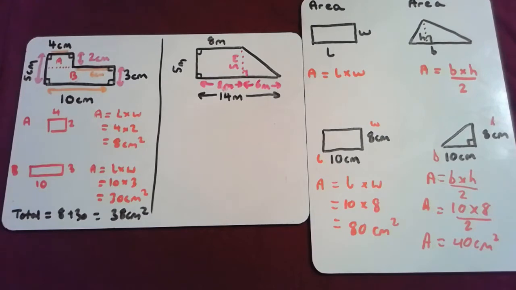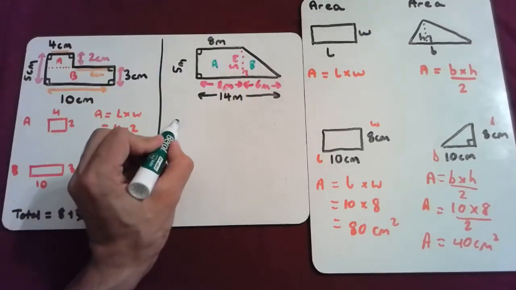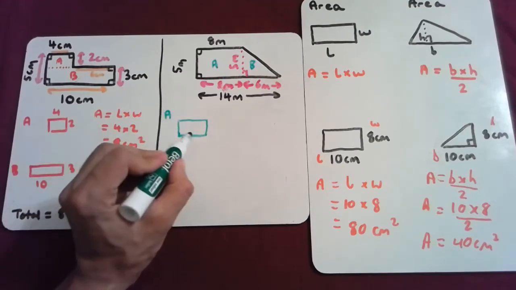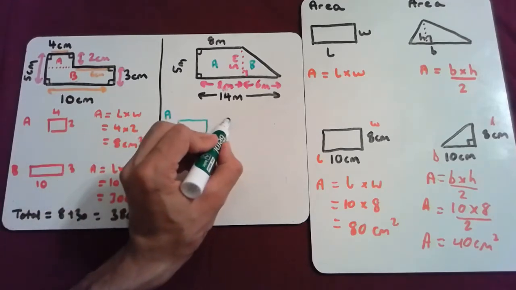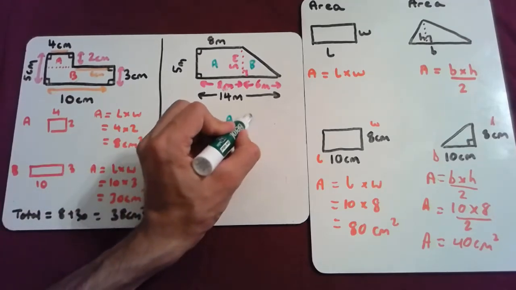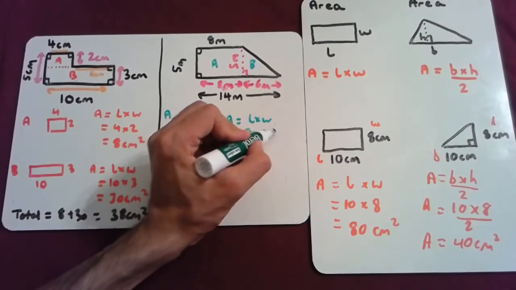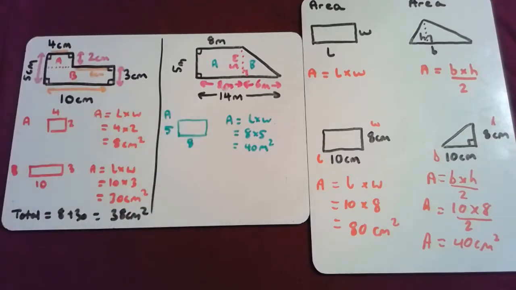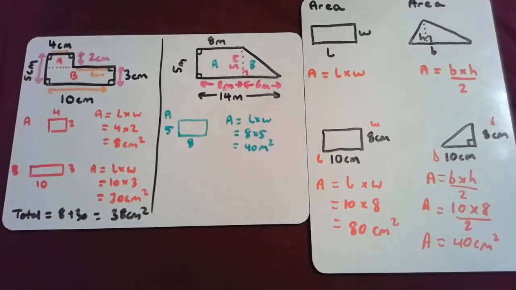Once again, we're going to have our two shapes, shape A and shape B. Shape A is our rectangle. For our rectangle, the length is 8 meters and the width is 5. Area is length times width, which is 8 times 5, which is 40 meters squared. Shape B is going to be a triangle.